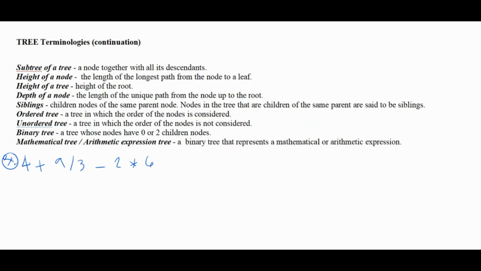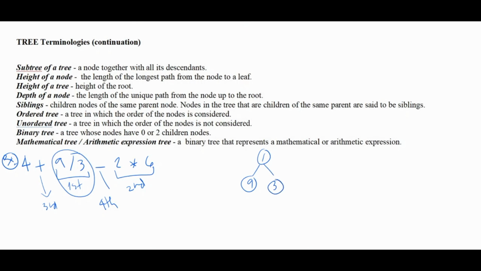4 plus 9 divided by 3 minus 2 times 6. What is the mathematical tree or the arithmetic expression tree to represent this expression? So this is infix, so we follow the MDAS rule. This is performed first, and then this is second, and then this one is third, and then this one is fourth. This sub-expression, 9 divided by 3, is represented by this subtree, 9 divided by 3. Okay, so 9 divided by 3, that is the subtree representing this sub-expression.